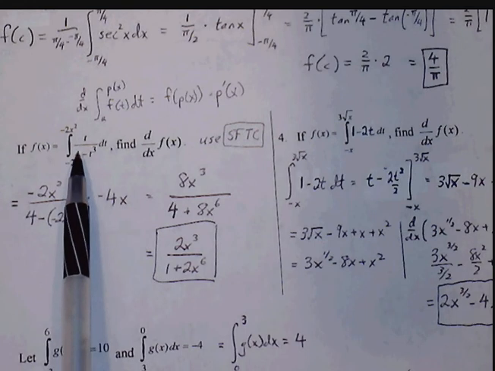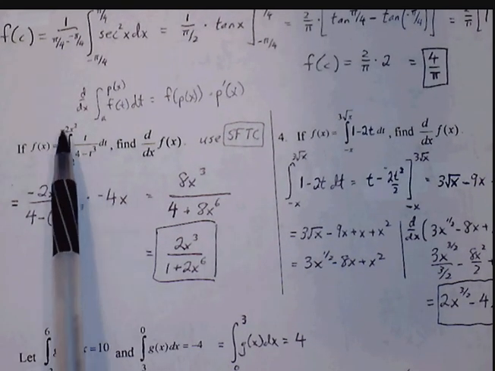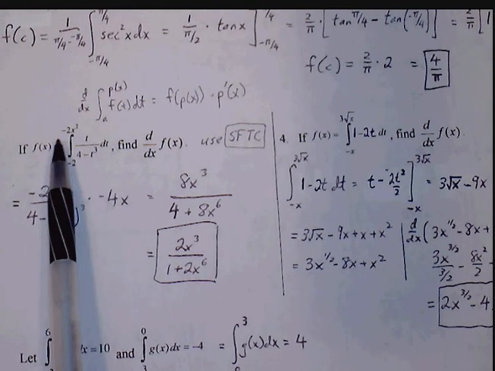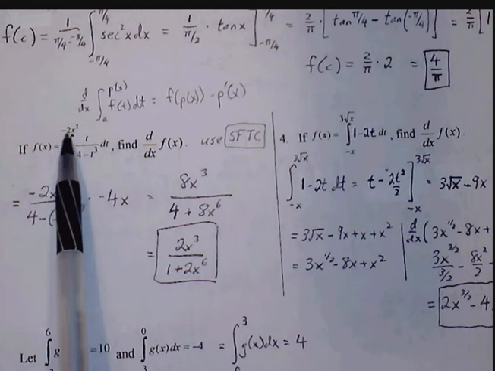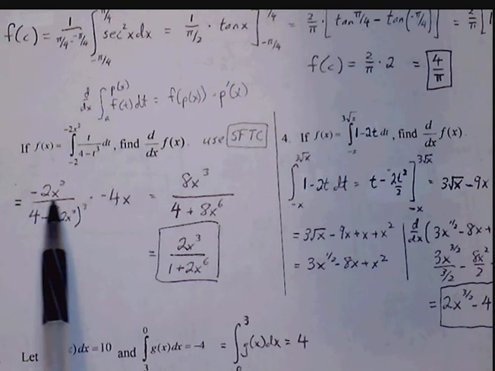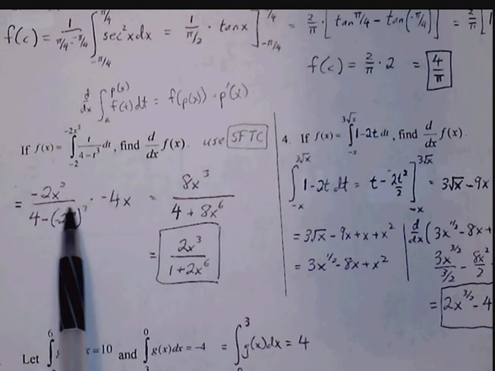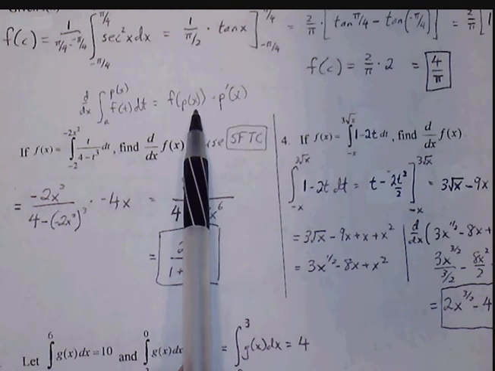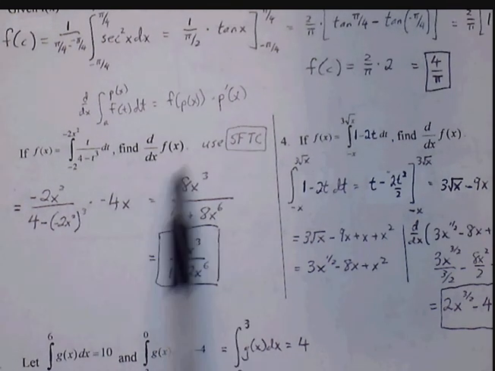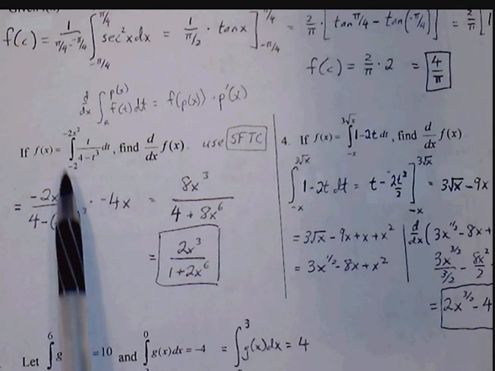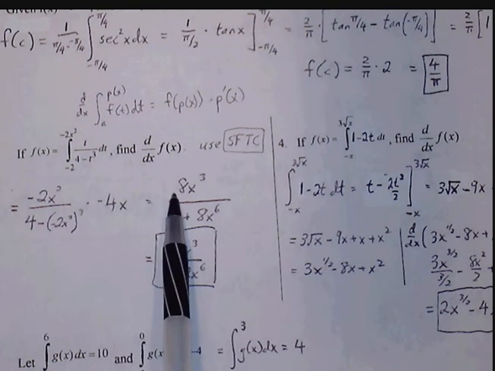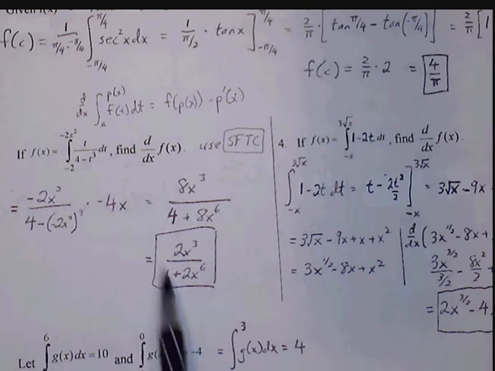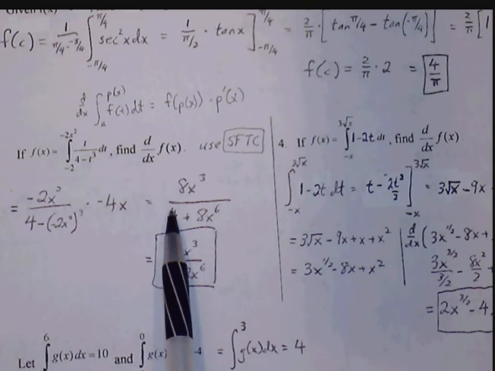Right? So if we follow that rule, then we can apply the second theorem of calculus. Our upper and lower bounds fit the criteria. So plug the upper bound in for all the t values, so negative 2x squared over 4 minus negative 2x squared cubed. Okay, that represents f of p of x times p prime of x. So negative 2x squared becomes negative 4x. So we combine this to get 8x cubed over 4 plus 8x is 6. Okay, we can factor out and cancel out 4 to simplify it even further.